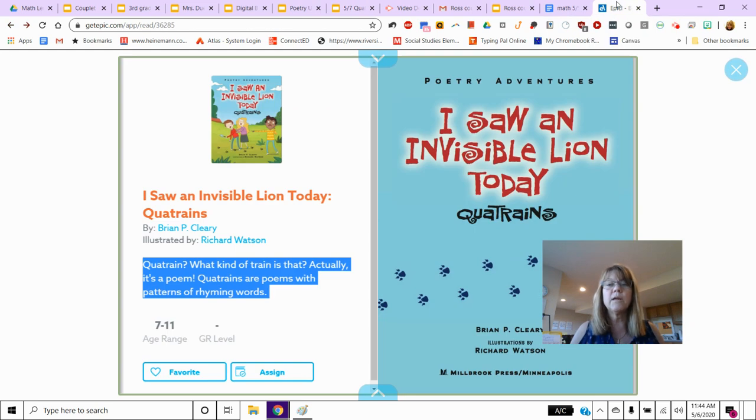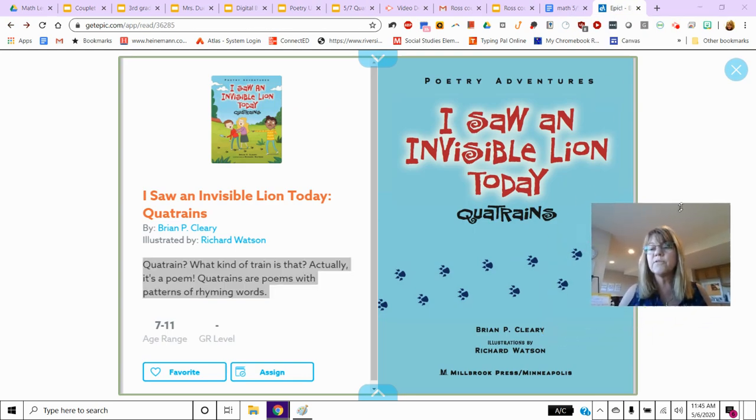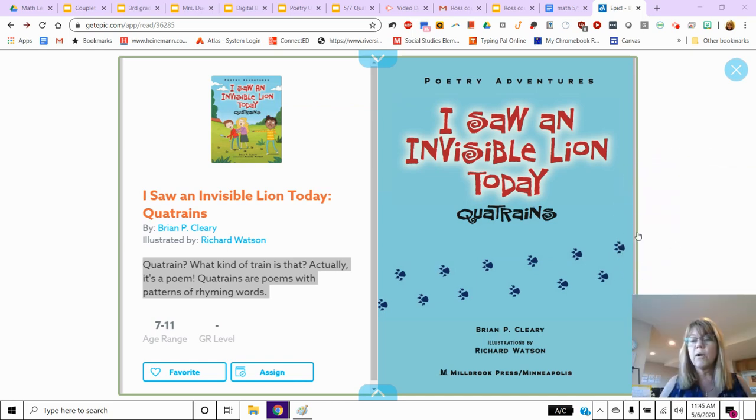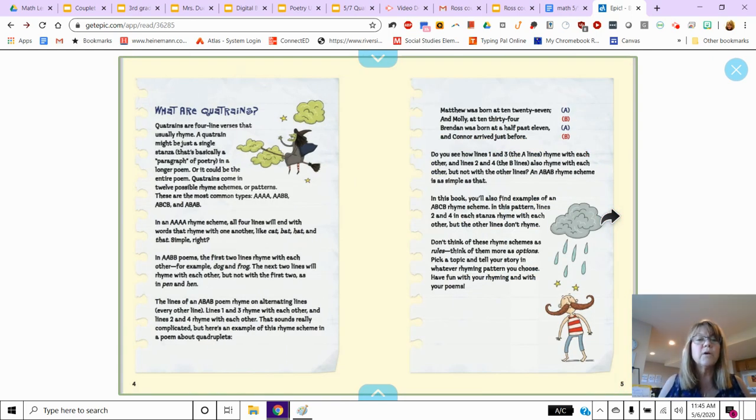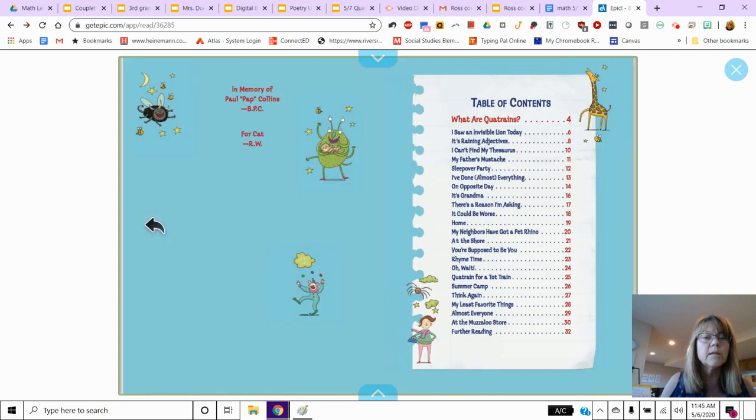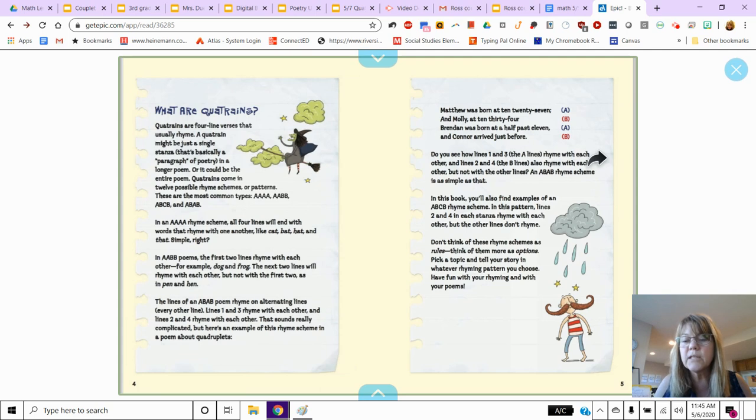So the book is called I Saw an Invisible Lion. It has a bunch of quatrains. So I want you to do this first so you get some good ideas of quatrains. And I Saw an Invisible Lion. That's the first one. Oops, did I miss it? I think I went too far. Saw an Invisible Lion. Oh, I got to go to page 6.